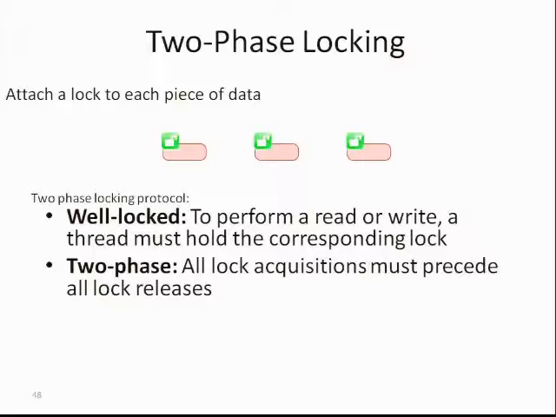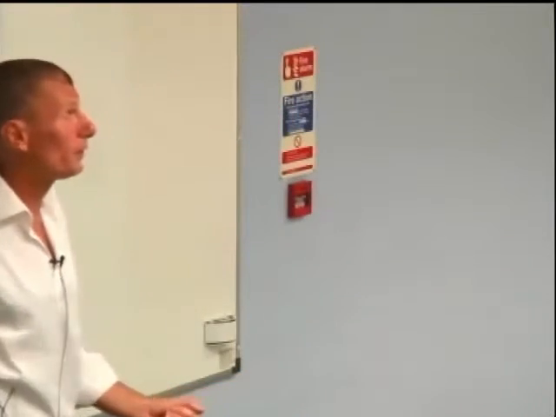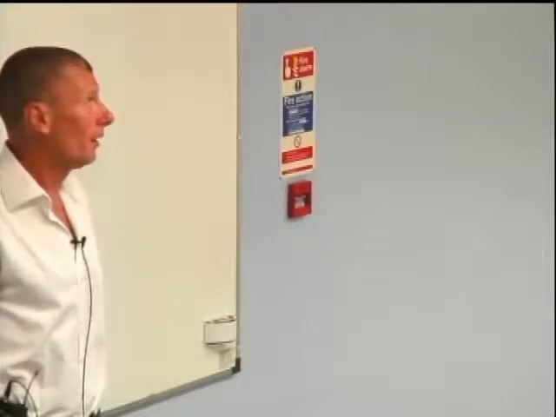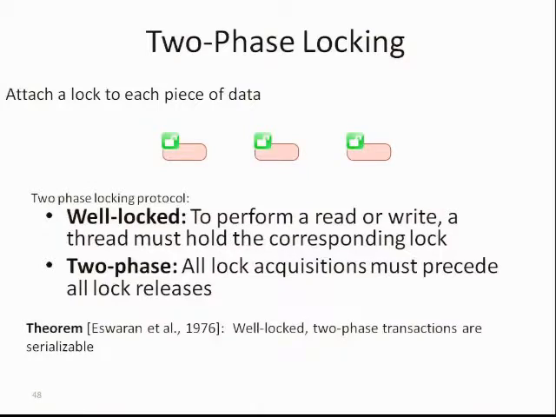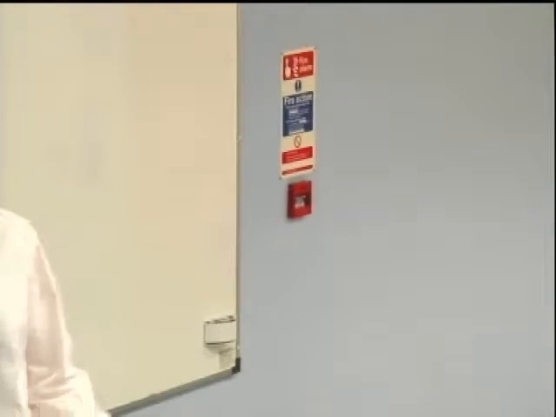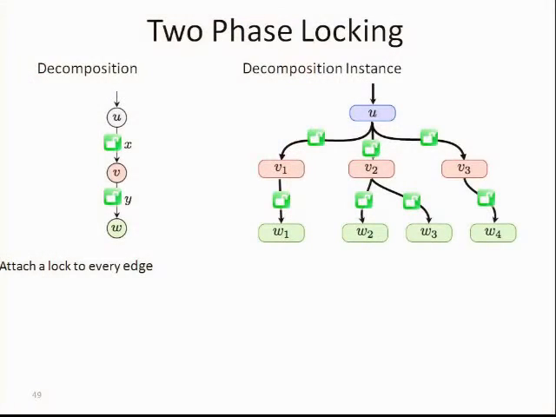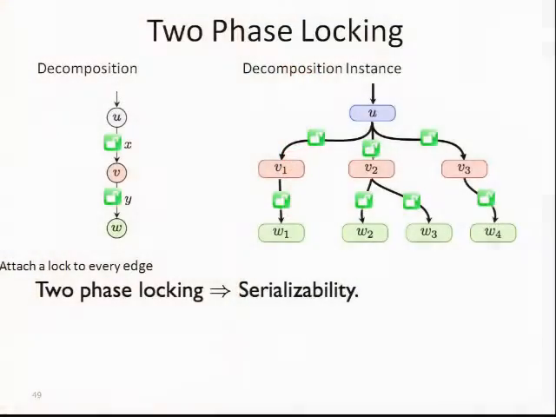In two-phase locking, to perform a read or write, we first lock the element, and we never access an element unless it is locked. And we guarantee that all lock acquisitions precede the lock releases. That's a very old idea, implemented in databases, and it was proved in the 70s that well-locked two-phase executions are serializable. So that's great. It looks like we are done. We attach a lock to every edge, two-phase locking guarantees serializability, and it looks like we are done.